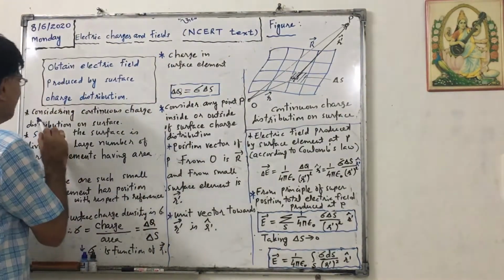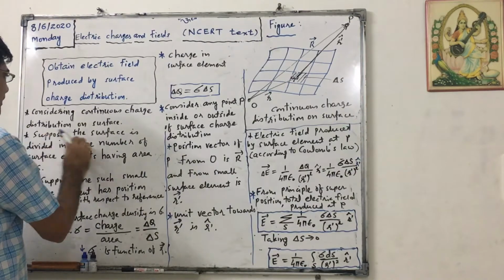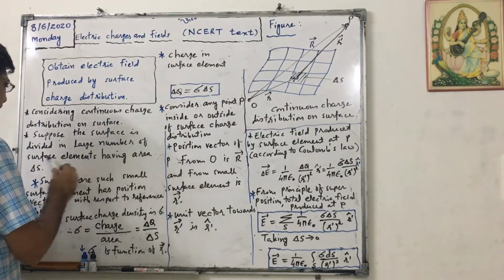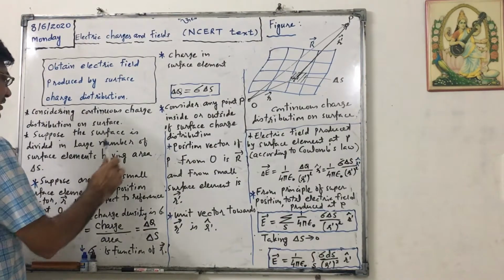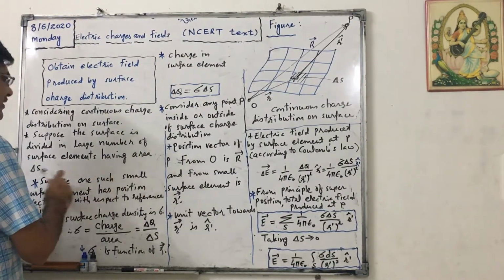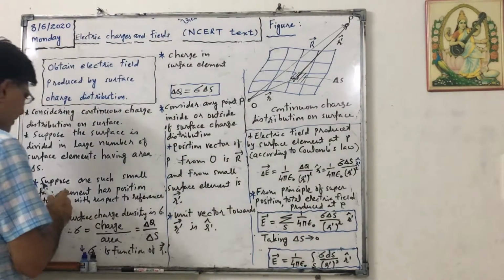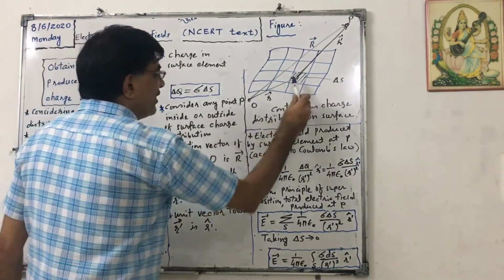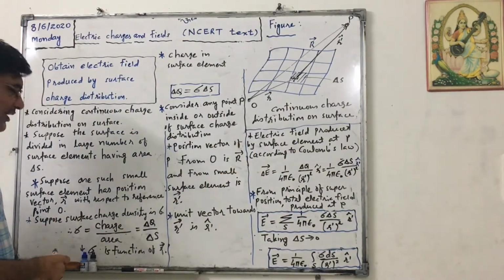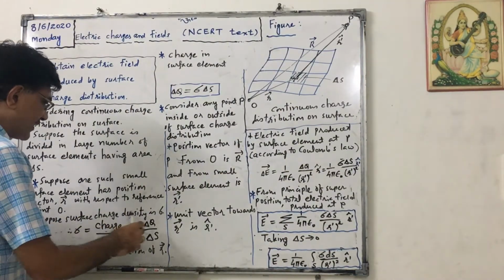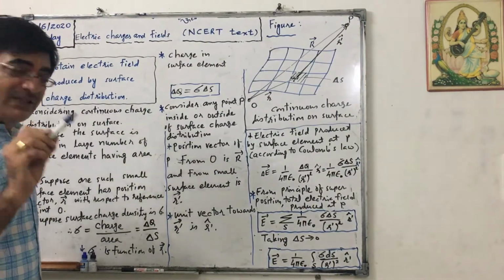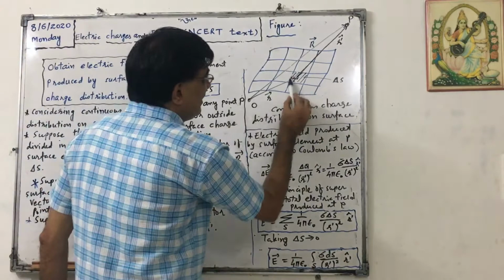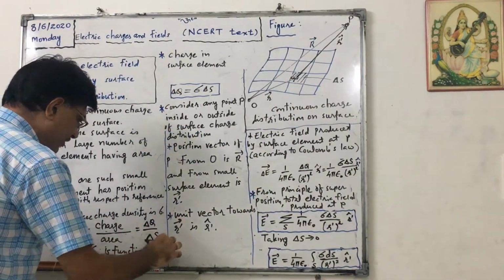So I have written everything here, considering continuous charge distribution on a surface. Suppose the surface is divided into a large number of surface elements having area delta s. Suppose one such small surface element has position vector small r with respect to O. Now suppose surface charge density sigma. We know surface charge density means charge upon area. Suppose charge inside this element is delta Q, then sigma is delta Q upon delta S.